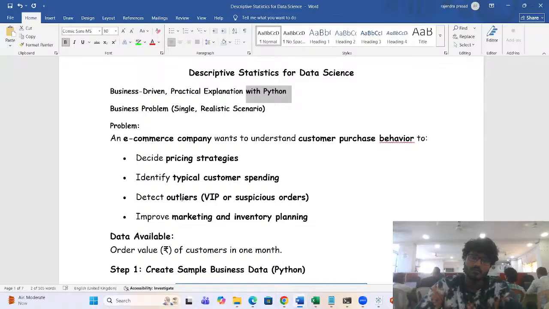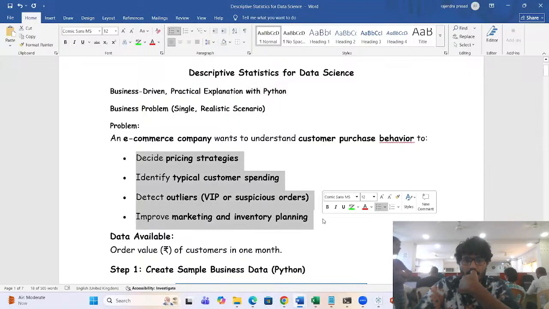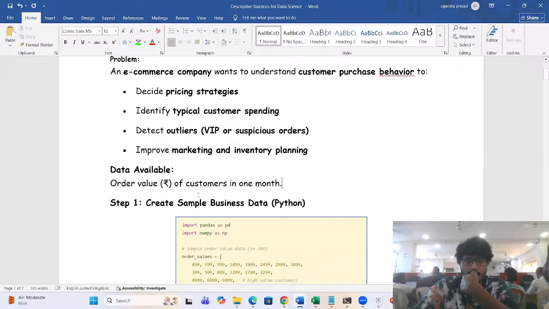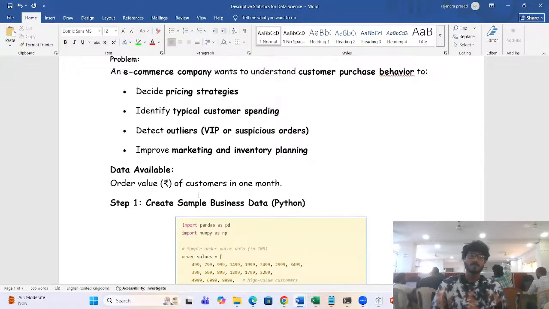So to do so, I need to identify who my VIP customers are. How can I do that? Outlier detection. How can you detect outliers? IQR. Next, improve the marketing and inventory planning. To address all these problems, we are going to see the descriptive statistics. Clear? See, the data available is order value. We have a column called order value. Depending upon that, we are going to see all these problems.